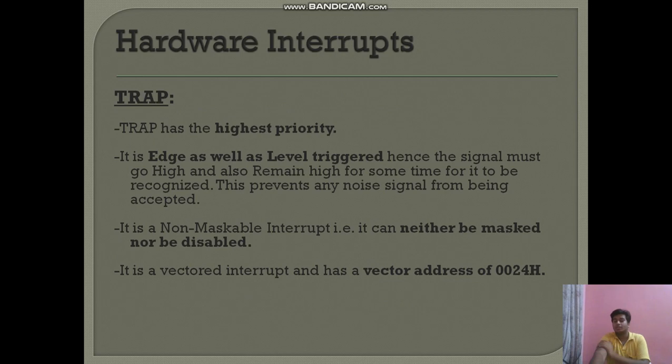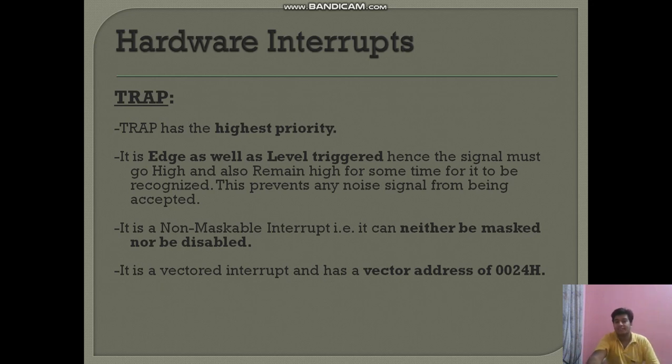We'll study the hardware interrupts in detail. Earlier we just studied the names, now we'll study them in detail. As I told earlier, there are five: TRAP, RST 7.5, 6.5, 5.5 and INTR. So let's study TRAP. What is TRAP? TRAP has the highest priority, as told.